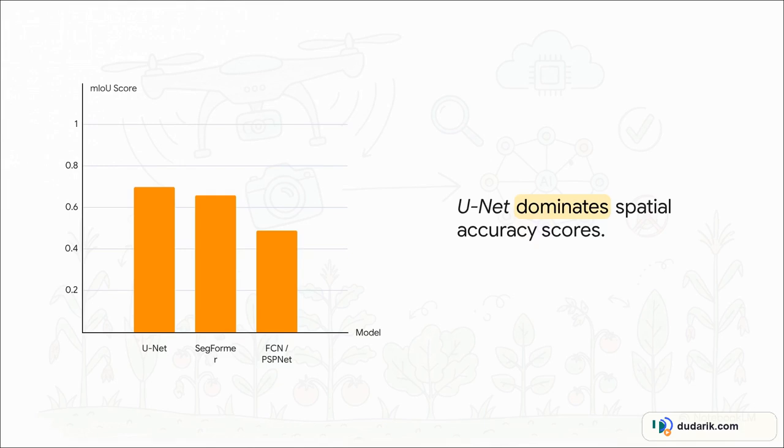UNet completely dominates the pack with a .70 score. SegFormer puts up a decent fight as a high compute runner-up at .66, but FCN and PSPNet, they stumble hard at .49.